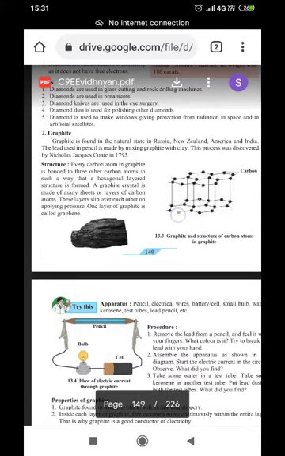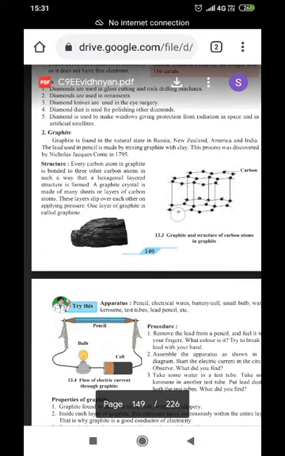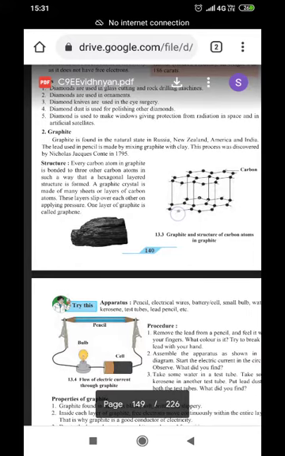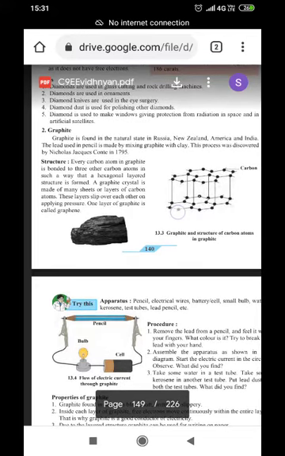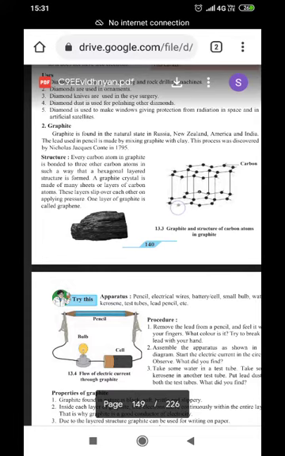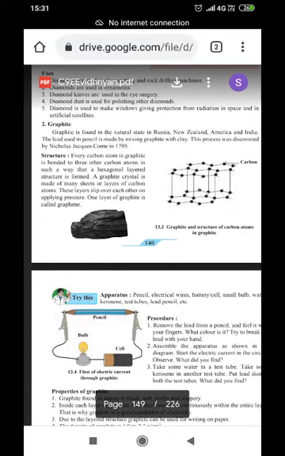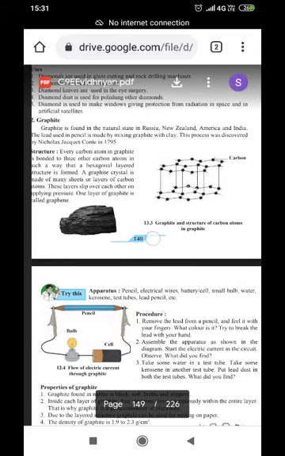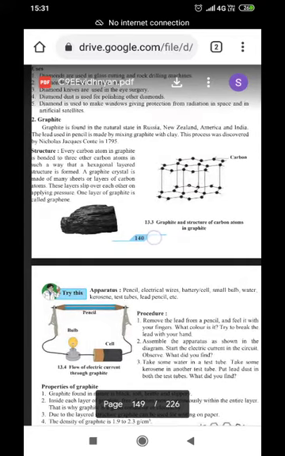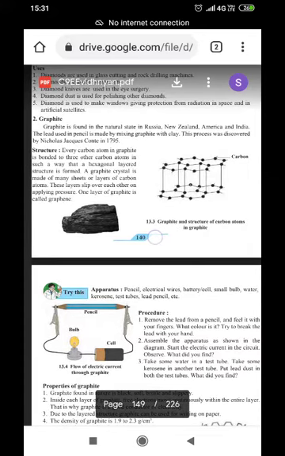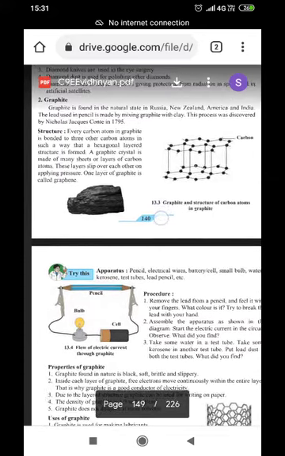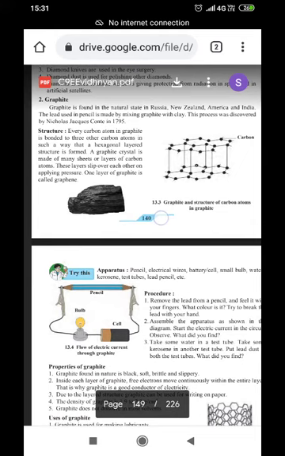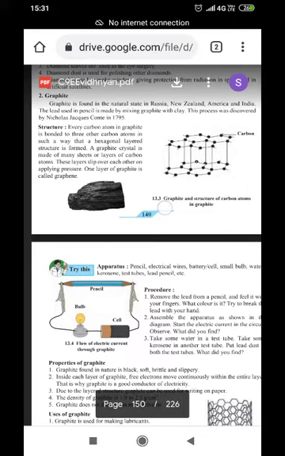Diamond knives are used in eye surgery. For eye operations, the razor or blade is made of diamond because it is very sharp. Diamond dust is used for polishing other diamonds. Diamond is used to make windows giving protection from radiation in space and in artificial satellites. Artificial satellites, which human beings prepare, are rotated in the orbit of the Earth.